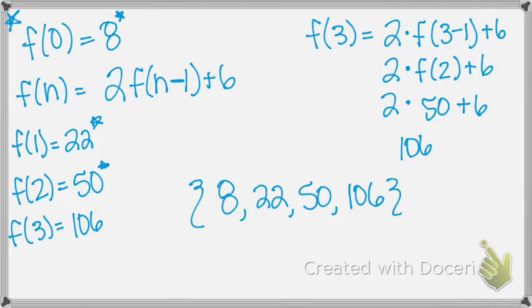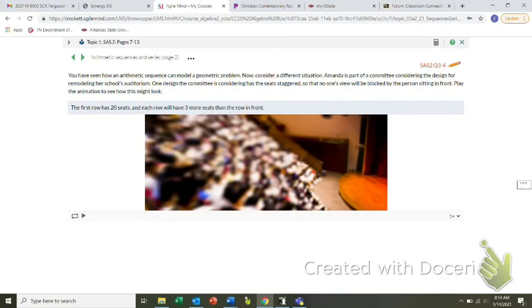Okay? All right, so remember, we're going to do C, D, and E in class, so you can leave those blank until tomorrow. All right, now, you should be on your Agile Mind, and we're going to be able to answer 3 and 4 using this page. So it says on your screen, you have seen how an arithmetic sequence can model a geometric problem, which is what we just did using that recursive definition.